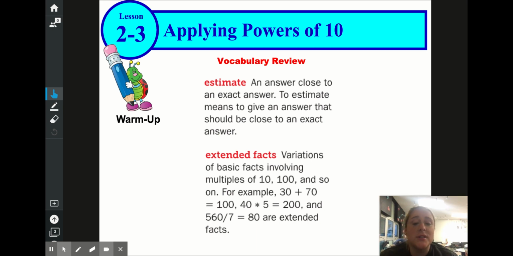would equal 80. Those are extended facts because we know that 3 plus 7 is 10. We know 4 times 5 is 20. And we know 56 divided by 7 is 8. And you can see on each one of these they've extended it actually by powers of 10.